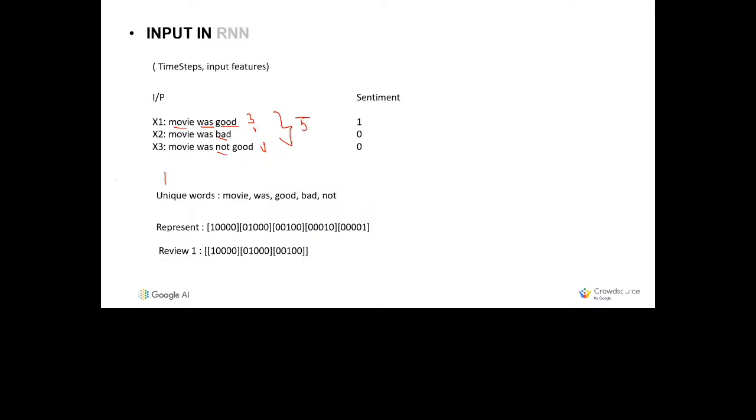And just like before, these are the unique words, as I said, and this is how we represent them, like in the previous slide. If I want to put it into a whole matrix, then it would be like this. All right, so this is the movie vector, this was the boss vector, this is the good, this is the bad, this is not. So this is how we give the input in recurrent neural networks.